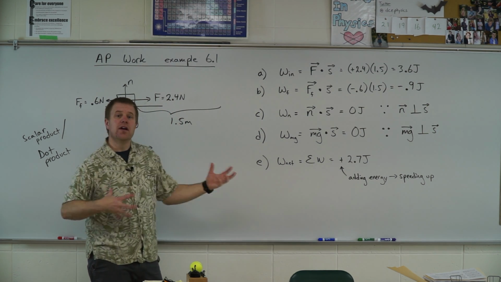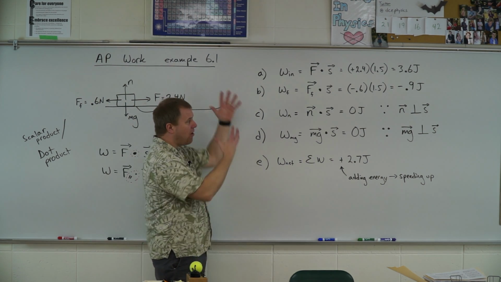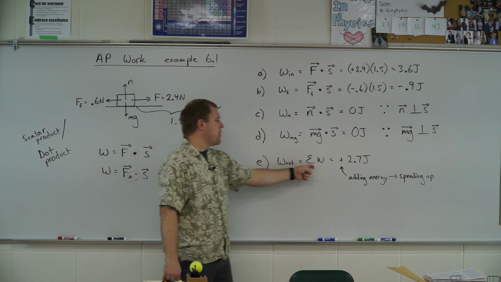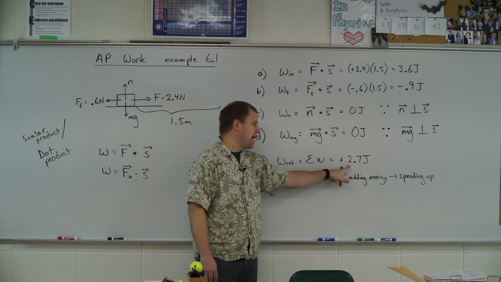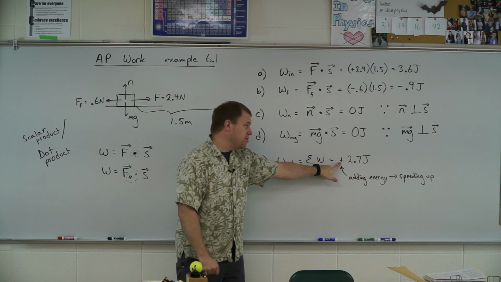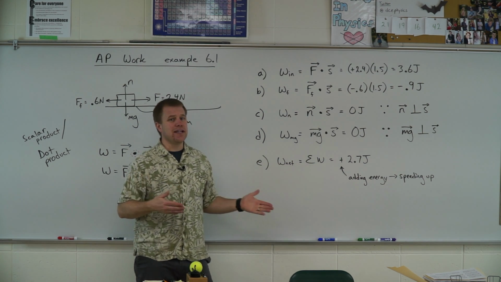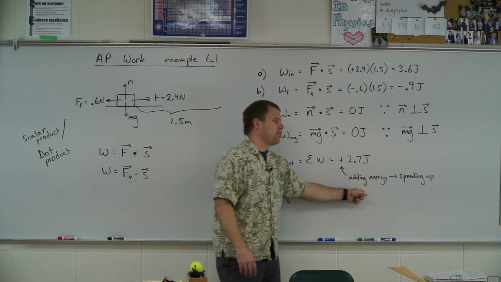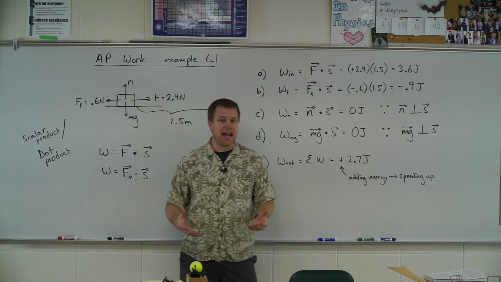To find the net work, the overall impact of all of these forces, I need to add up all their individual works. I end up with a positive 2.7 joules. Again, this is a scalar product, so we do have a positive sign here, but it doesn't mean right or left. It simply means that we're adding energy, meaning we're speeding that object up.